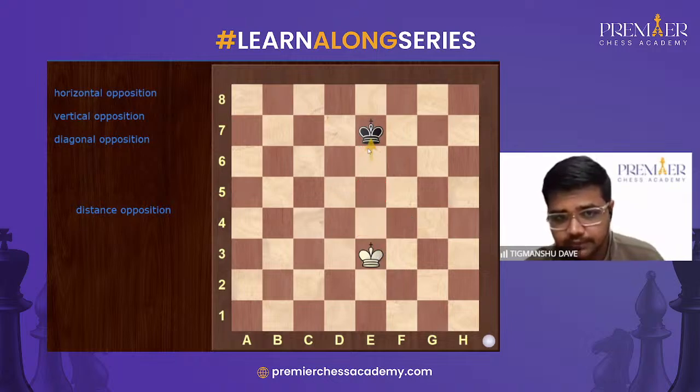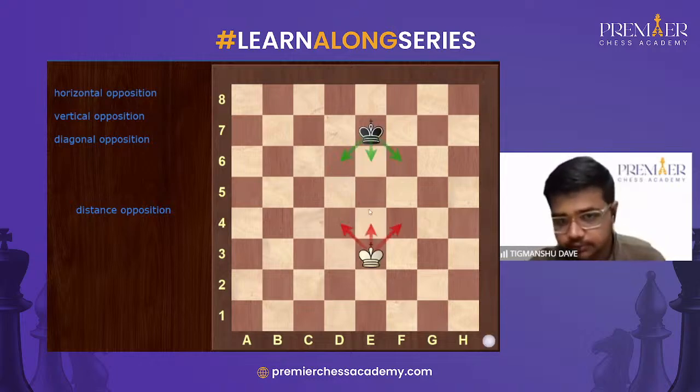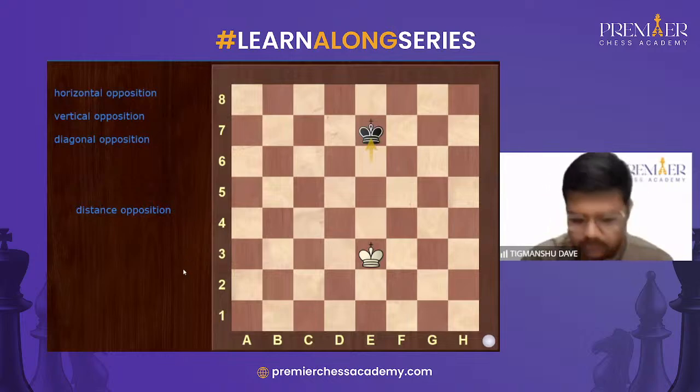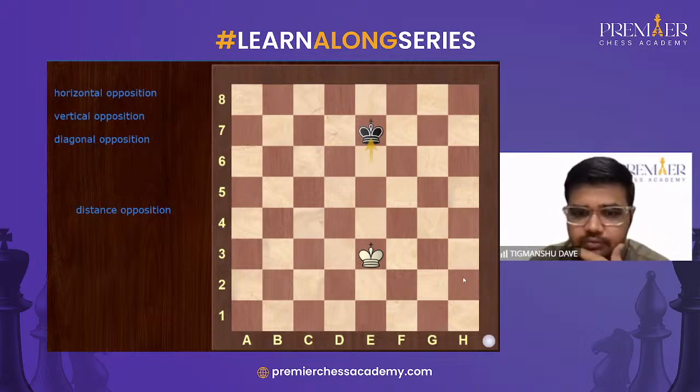Black played the last move, so it is white to play. And whatever white does, black will take the opposition. Like if white plays forward like this, black will take the opposition here. So you can say that the black king has the distant opposition against the white king. So these are the basic things, very important for the pawn endgame. We'll see in the upcoming positions how these oppositions are very much important in the game.